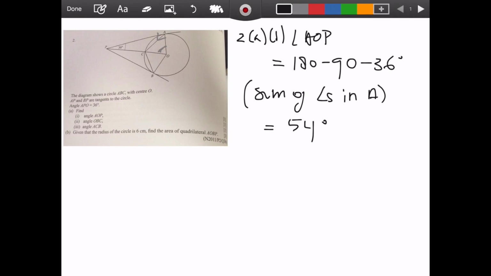Alright, okay, let's solve 2a part 2. Let's find the angle OBC. So now the next question, this angle, so this is 54. Next question, angle OBC, this angle.